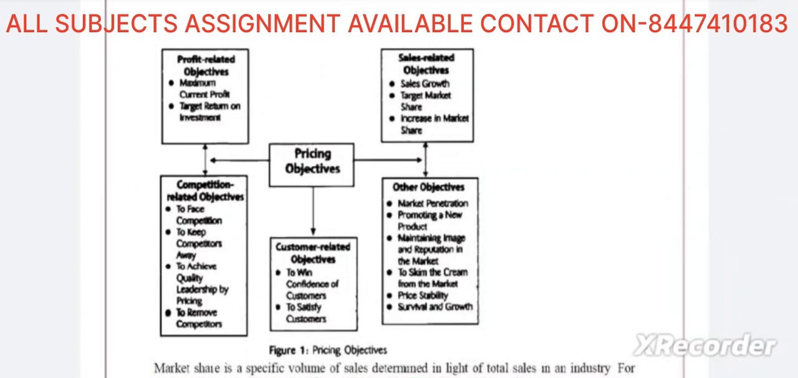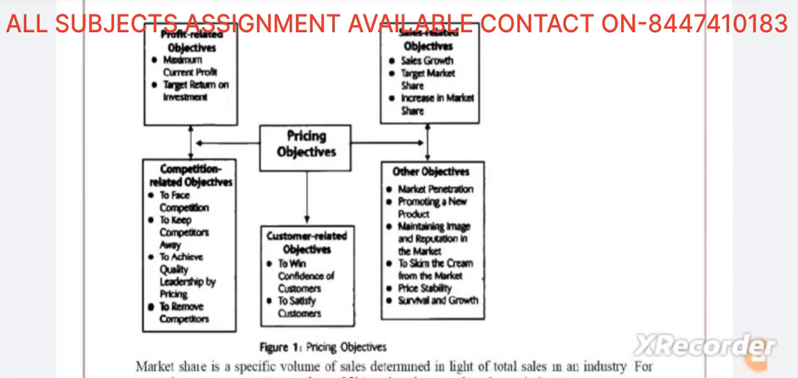Profit related objectives: maximum current profit, target return on investment. Then competition related objectives: to face competition, to keep competitors away, to achieve quality leadership by pricing, to remove competitors. Customer related objectives: to win confidence of customers. Other objectives: market penetration, promoting a new product, maintaining image and reputation in the market, to skim the cream, iron the market, price stability, survival and growth.